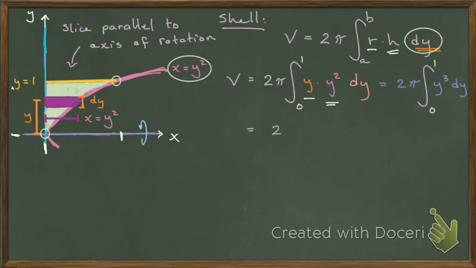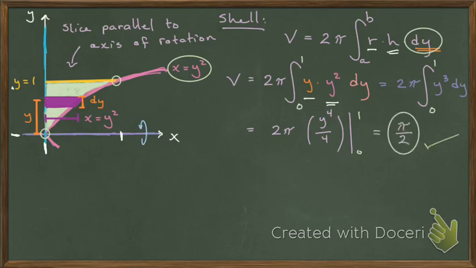I'm going to get 2 pi times y to the 4th over 4, from 0 to 1. When I plug in 1, I get 1/4 times 2 pi, which is indeed pi over 2. That's exactly the same volume it should be. I've got the same region rotated about the same axis of rotation. Okay, so very cool. Both methods should work the same way or have the same result.